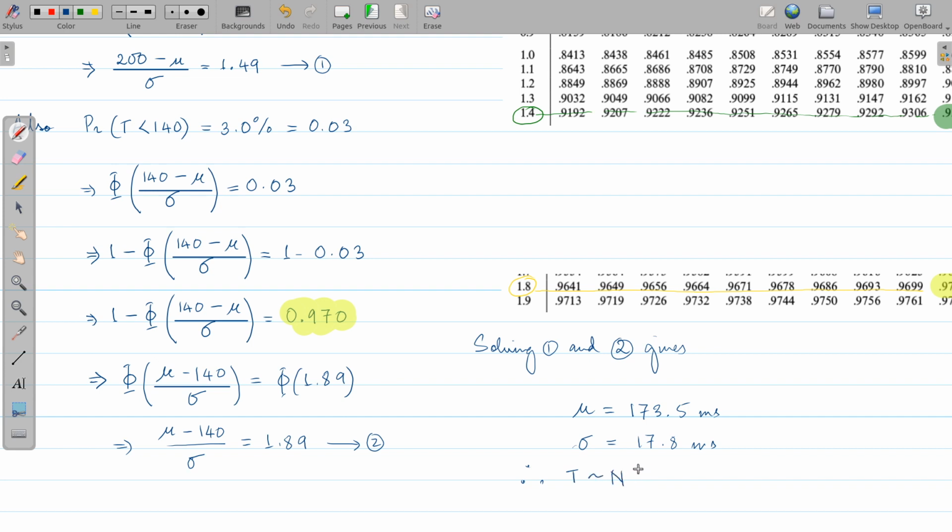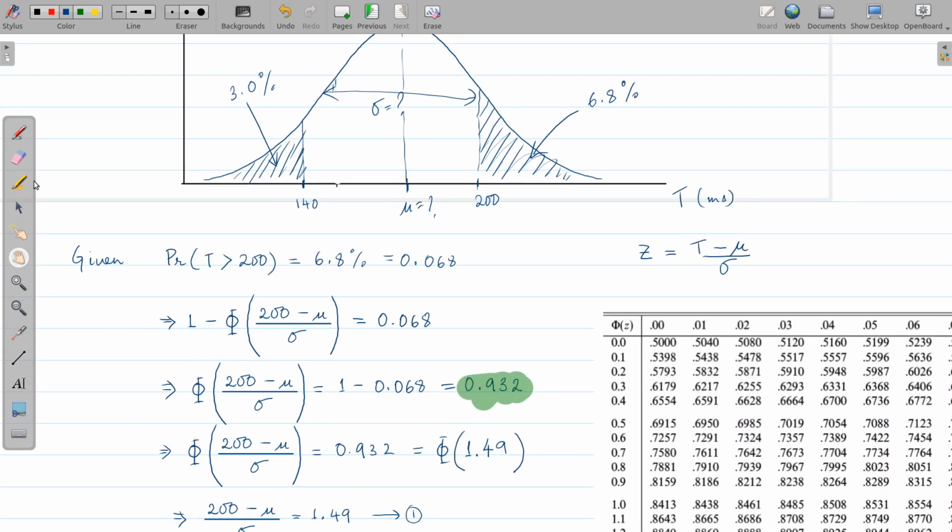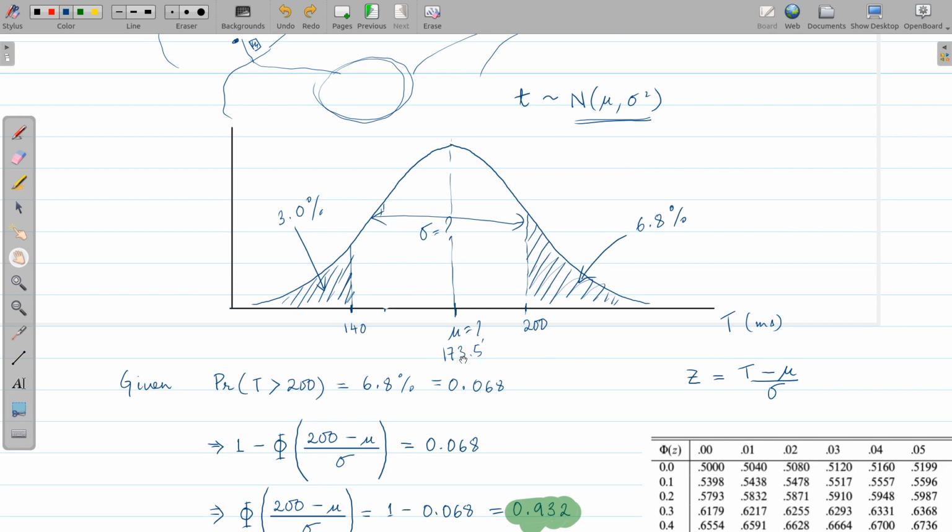So therefore the time taken for the packet to travel is a Gaussian distribution with mean 173.5 milliseconds and variance 17.8 squared. We don't write milliseconds here, just the number is enough. So essentially, this is the value we're looking for, 173.5 milliseconds. Most of the packets will take around 173.5 milliseconds.